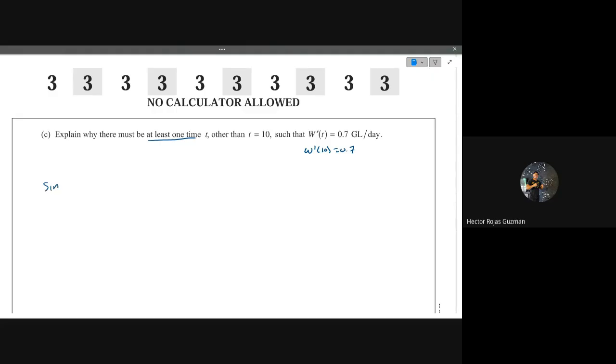Since W of T is differentiable, that implies that W of T is continuous. So you have to build your argument as you go, right? You can't just state the result if you don't say that it's continuous. By saying that it's continuous, we know there's going to be no gaps, no jumps, no holes. So we're going to hit every value.